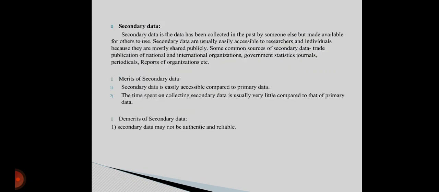Secondary data means the data has been collected in the past by someone else but made available for others to use. Secondary data are usually easily accessible to researchers and individuals because they are mostly shared publicly. Some common sources of secondary data: trade publications of national and international organizations, government statistics, journals, periodicals and reports of organizations, etc.